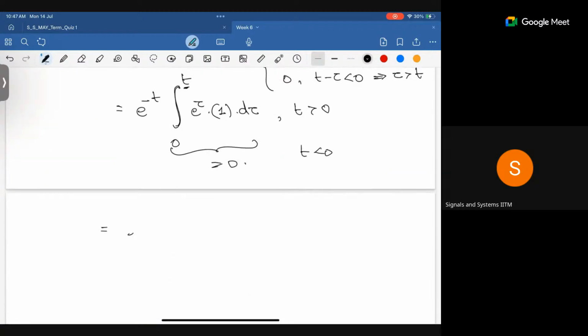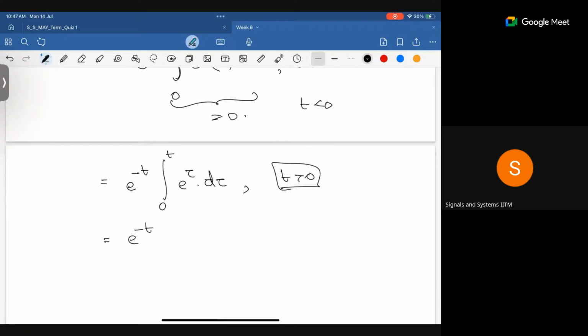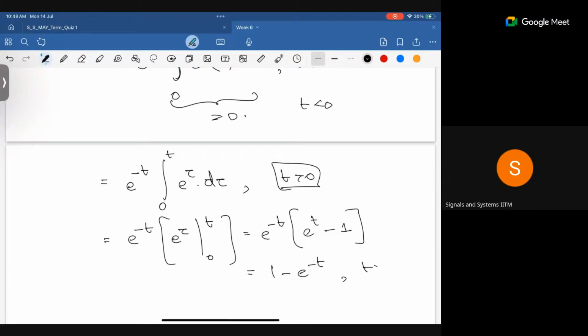So now all I have is e power minus t, integral from 0 to t of e power tau d tau, when t is greater than 0. Right, so I know how to integrate this. It is e power tau with limits t and 0, so e power minus t times e power t minus e power 0, which is 1. This is 1 minus e power minus t when t is greater than 0, and when t is less than 0, this will be 0. And this is our output.